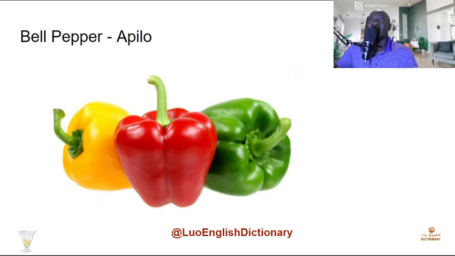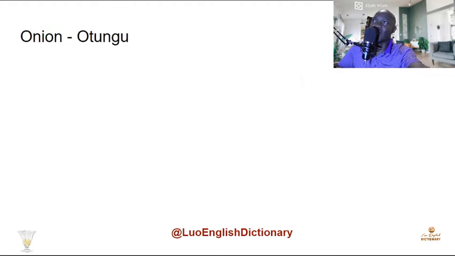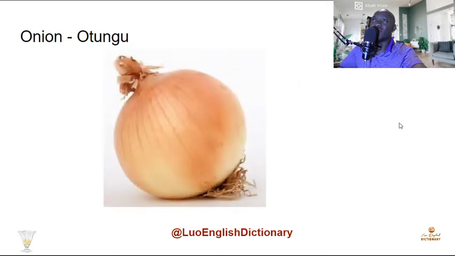So the thing is, it just keeps changing the name, but apilo is the general name for pepper. So apilo, pilipili. See that difference? Not quite different. The next one is onion, and onion is called kitungu or otungu, and the Swahili name for onion is kitungu.